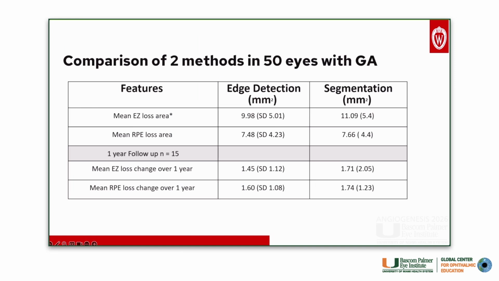So we compared the two methods in about 50 eyes with GA, and you can see the mean EZ loss area is a little different between the two, statistically significant, whereas RPE loss is much tighter. In a subset of eyes, 15 eyes, we had change over 1 year, and when we looked at change, the same trend followed. So 1.45, 1.71, they are slightly different.